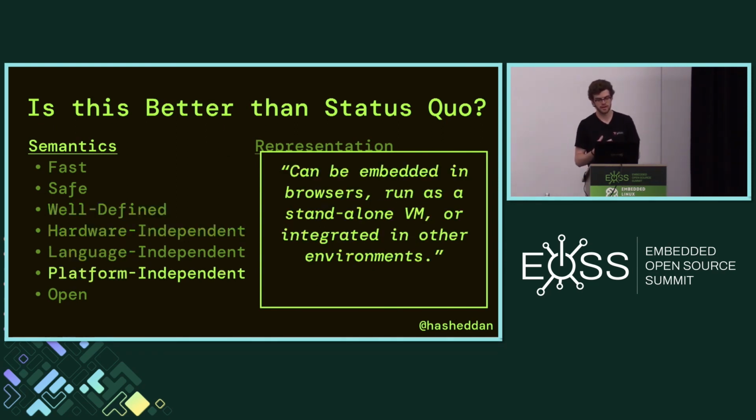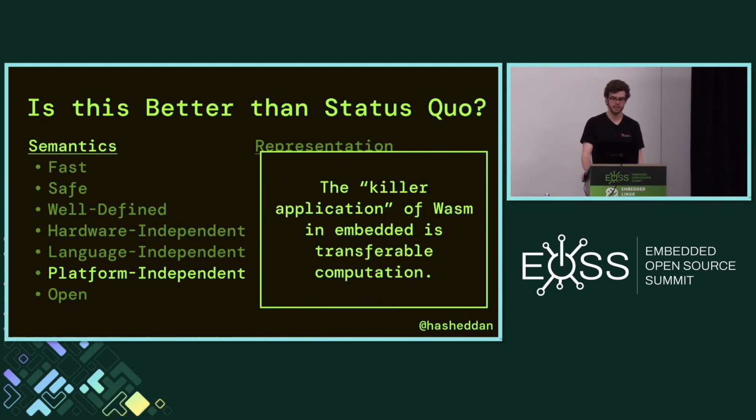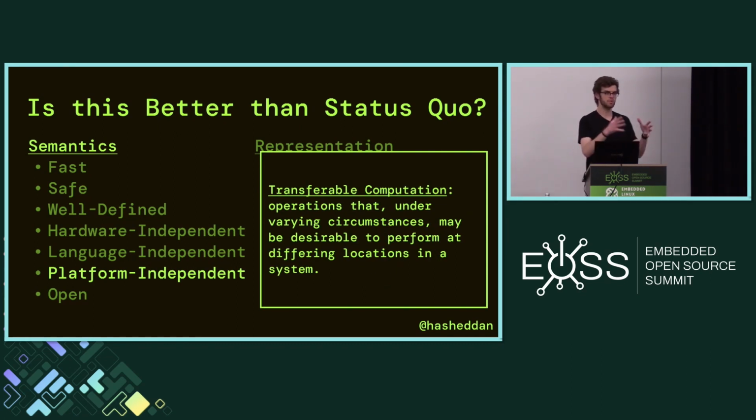Platform independence is something that I think is a little more interesting to think about when you view a full context of a system, of which an embedded device may be one component. Platform independence is a goal of WebAssembly, and at least at Golioth and in some of the work that I do, we think this is really interesting. So I would say the kind of killer application of WebAssembly in embedded is transferable computation. And when I'm talking about transferable computation, basically saying you can move operations between different types of heterogeneous compute depending on what your goals are and where you're trying to optimize.